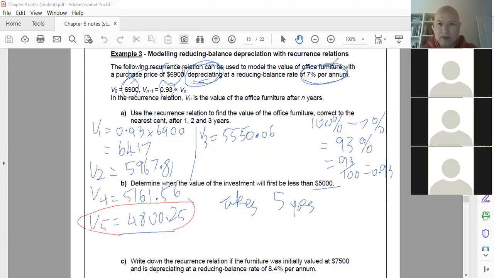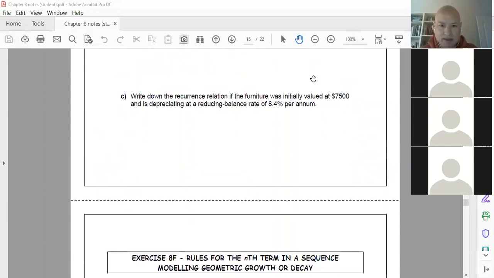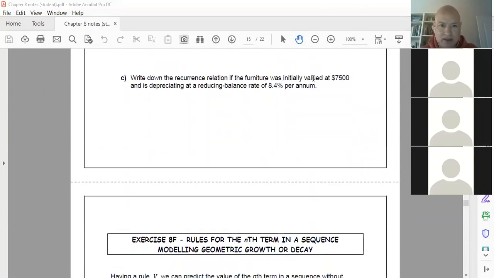All right, let's move on. Part C. Yep, part C. Okay, this is the last one that we're doing today. And part C says, write down the recurrence relation if the furniture was initially valued as $7,500. There's our V of 0. It's depreciating, reducing balance of 8.4% per annum. Okay, so let's get our R.